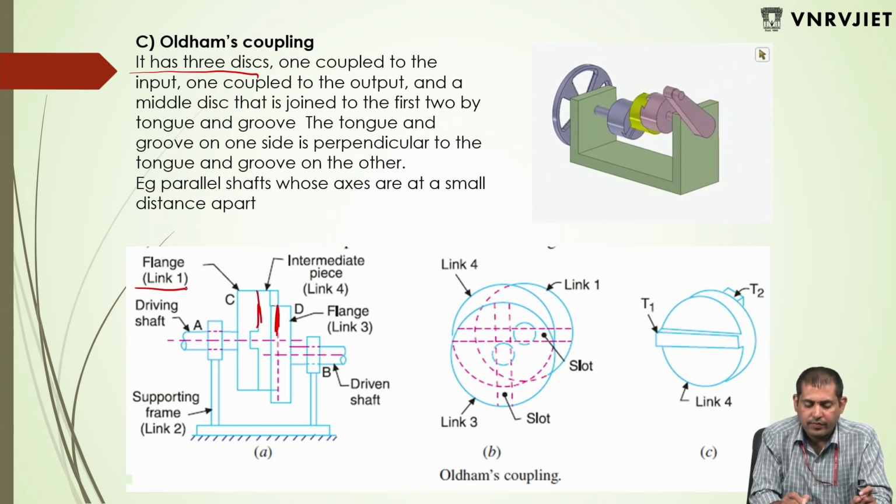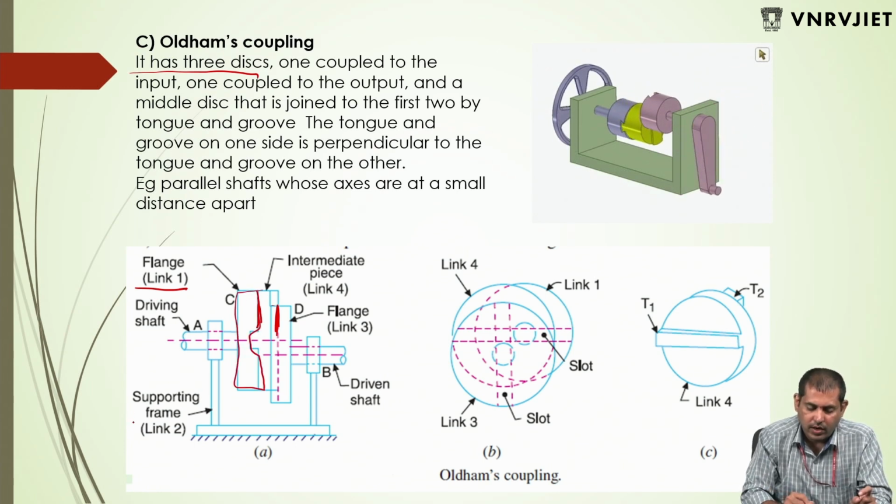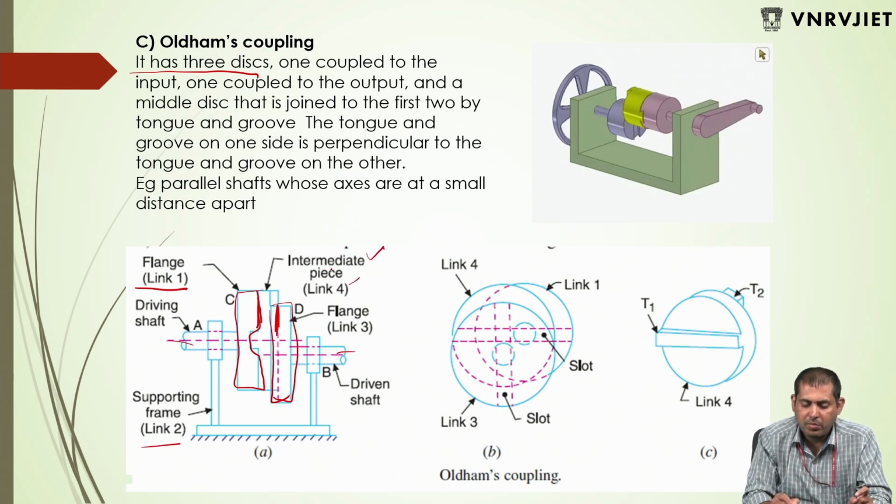Link 1 is your flange, link 2 is a supporting frame, link 3 is your flange on the other end, and link 4 is your intermediate piece. This intermediate piece is kept in between flange 1 and flange 2. So here it has some grooves.